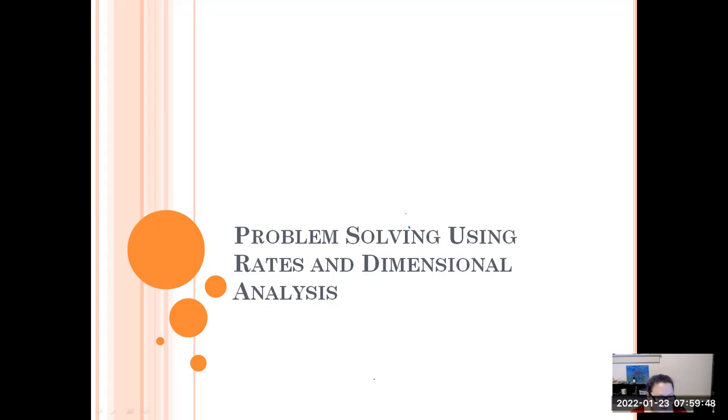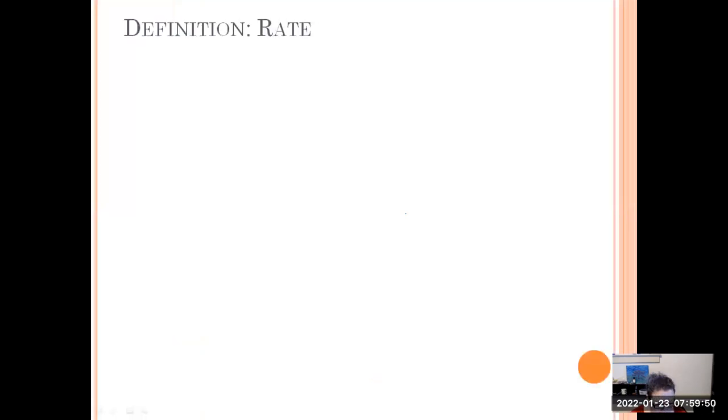So we're going to start off with the definition of a rate. A rate is just a ratio that compares two quantities with different units. I will give you examples of this as well. So it's just two quantities that's a ratio that compares.